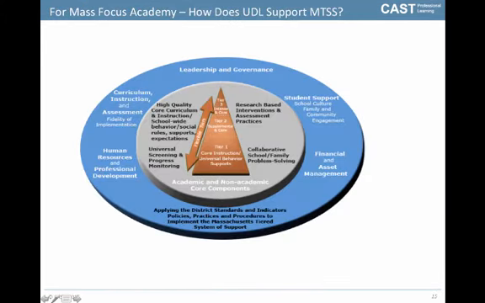For those of you taking this course from Massachusetts Focus Academy, here is a graphic for how UDL supports the Mass-tiered system of support. You'll notice that there are district standards and indicators, policies, practices, and procedures to implement across the district. Curriculum assessment, human resources, professional development, financial, student supports, including school culture, family, and community, and leadership and governance are integral to the work.